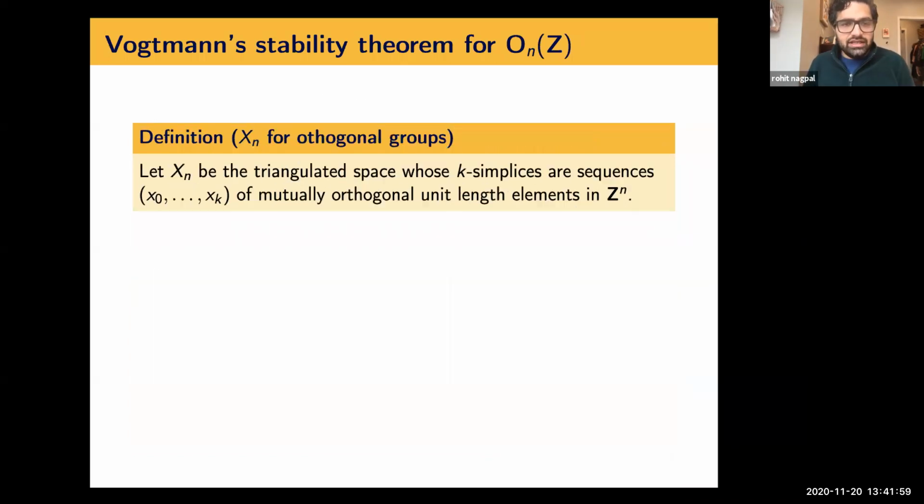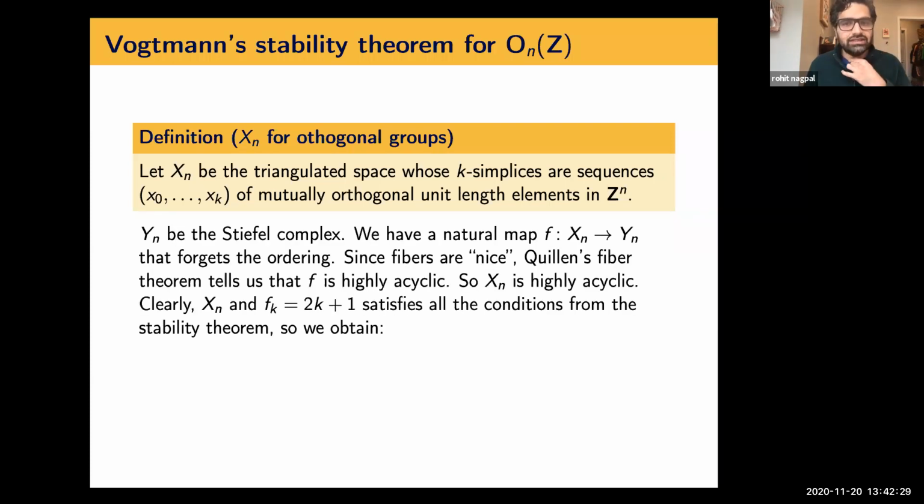And then you can define another complex Xn for the same space I'm talking about. Now what I'm doing is adding order to it. First, I was taking unordered pairs. Now I'm defining k-simplices to be sequences of mutually orthogonal unit length elements in the end, right? It's pretty much related to the previous complex that I said.